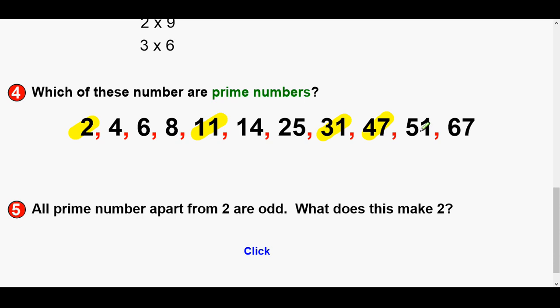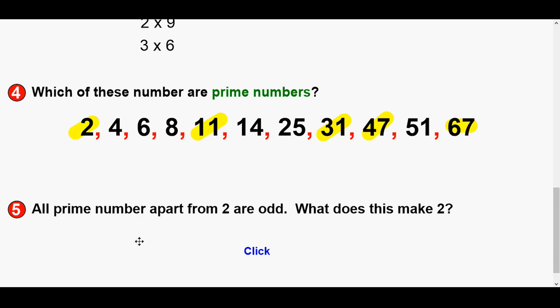51 actually divides by 3. Again, you can check that. 5 add 1 makes 6. And 6 divides by 3. So if you do that technique, add the individual digits, and if the answer divides by 3, then so does the number. And 67 is also a prime number. They're all prime numbers in that list.